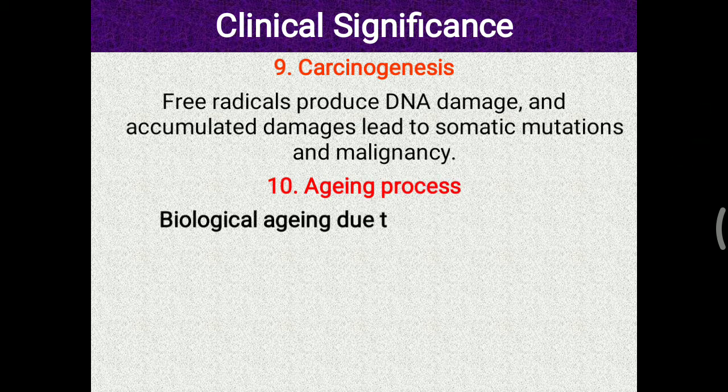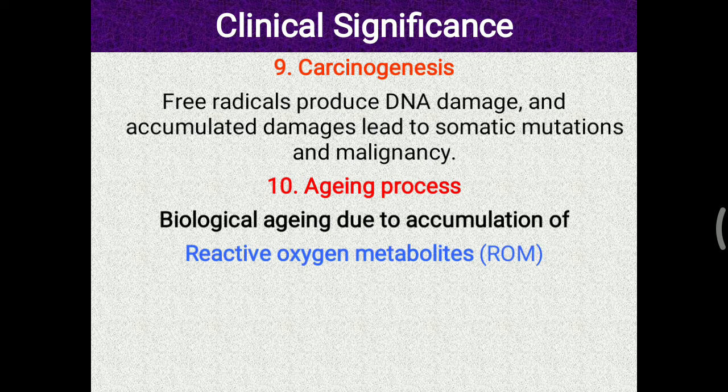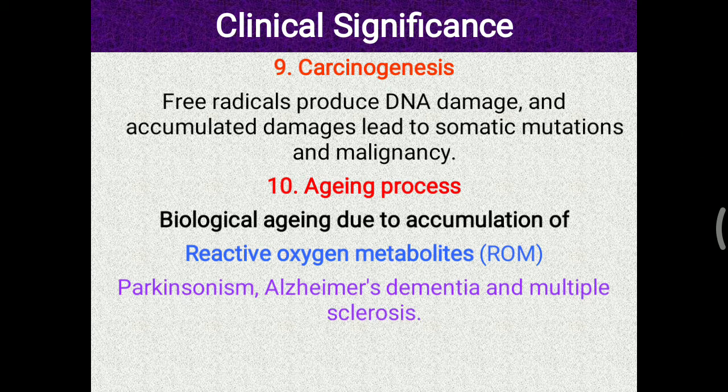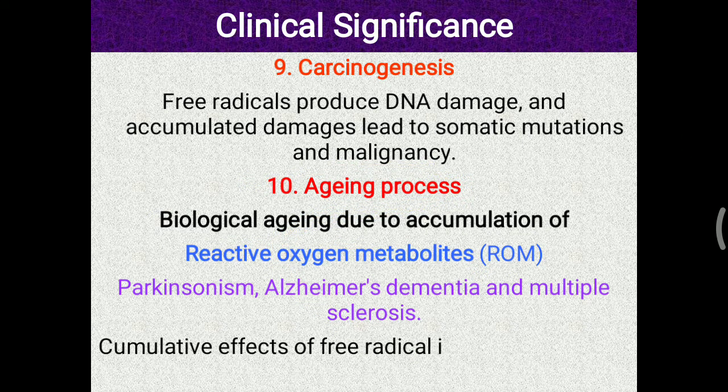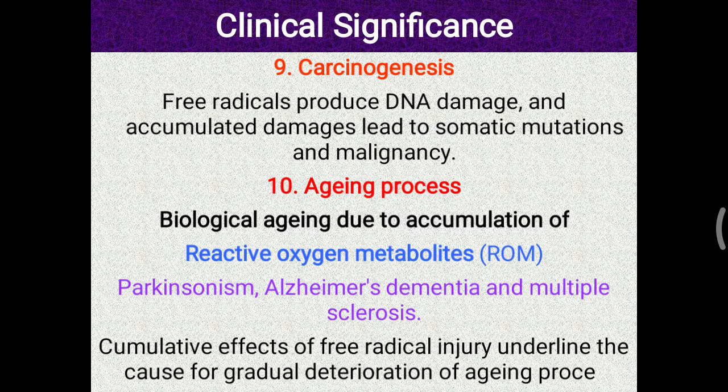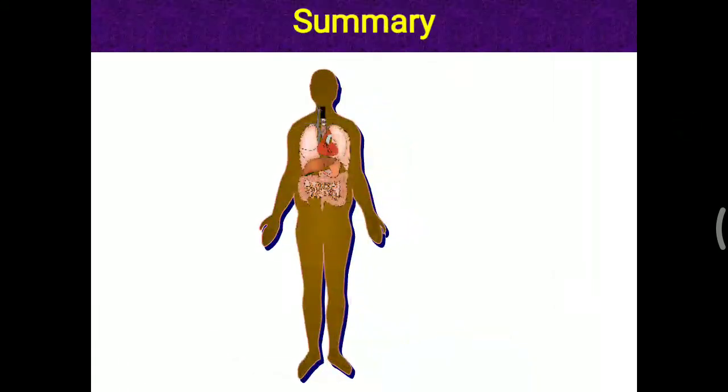Aging process. Biological aging is due to the accumulation of reactive oxygen metabolites. It is not reactive oxygen species, that is reactive oxygen metabolites. Parkinsonism, Alzheimer's disease, and multiple sclerosis are directly related to reactive oxygen metabolites and the aging process. The cumulative effect of free radical injury underlies the gradual deterioration of aging. Accumulation of these reactive oxygen metabolites can lead to degenerative disease, which is correlated with the aging process. So extensive free radical damage can lead to aging in a person.